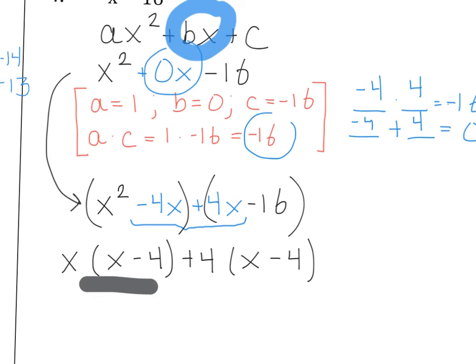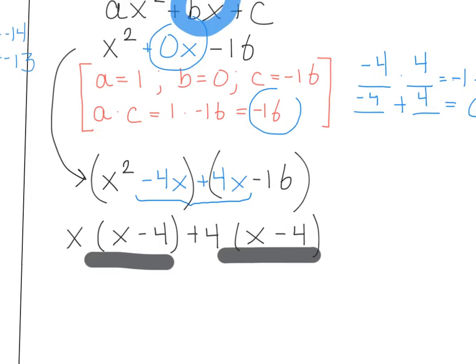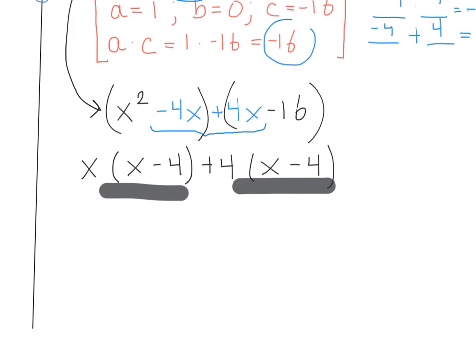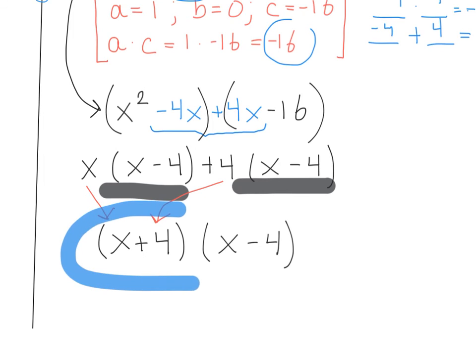We have two common factors. That tells us to write them as one factor, x plus 4, multiplied by x minus 4. And x comes from here, plus 4 comes from here, and then the common factor. We are all done. The final answer, in parentheses, x plus 4 multiplied by x minus 4.